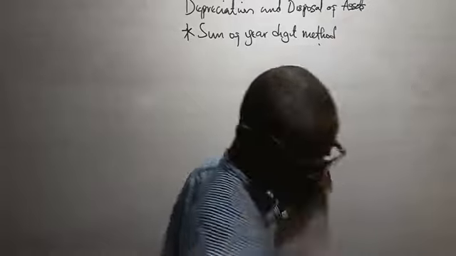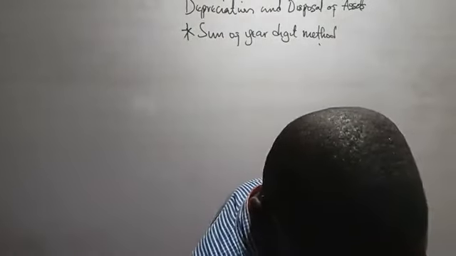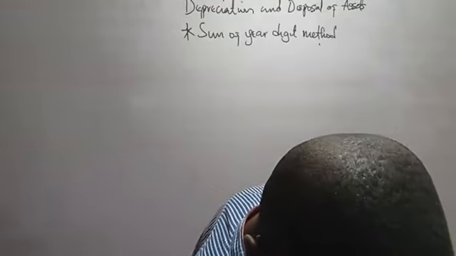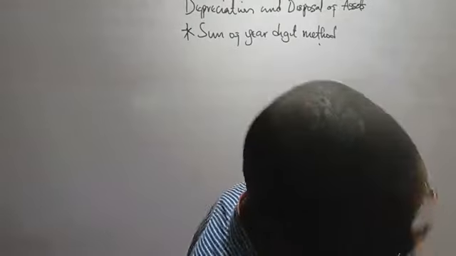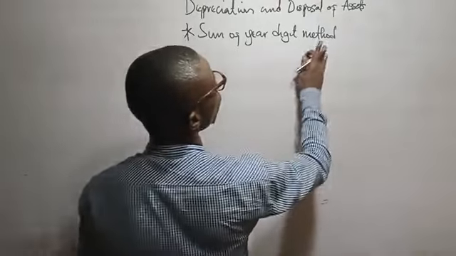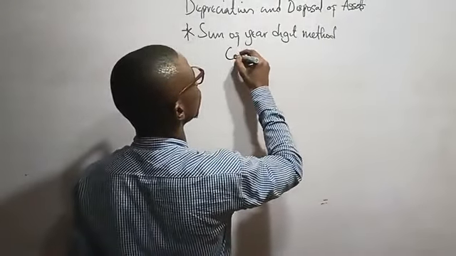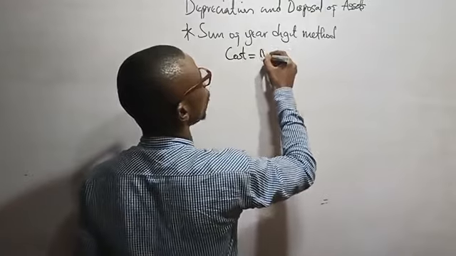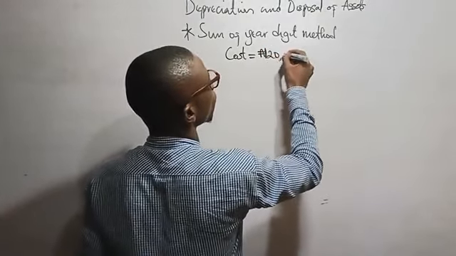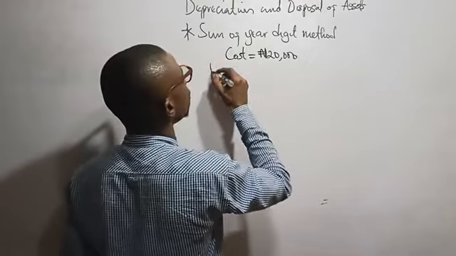Now let's solve the question. They said a company purchased a machine costing 20,000 naira and has a useful life of 6 years. So what's the cost of this asset? It is 20,000. The useful life.